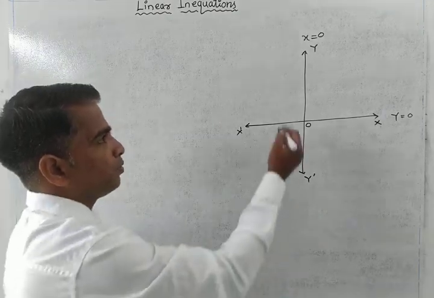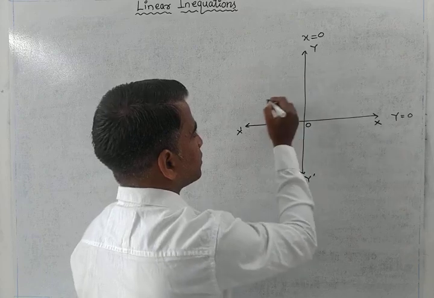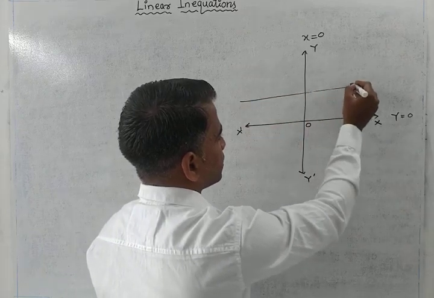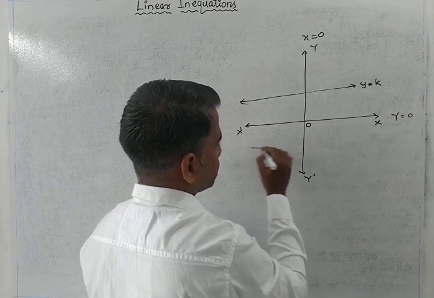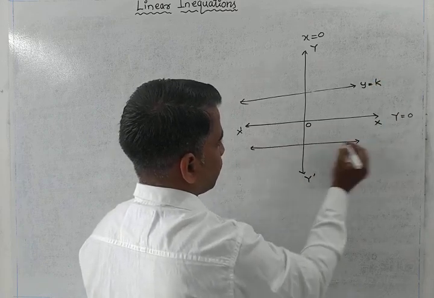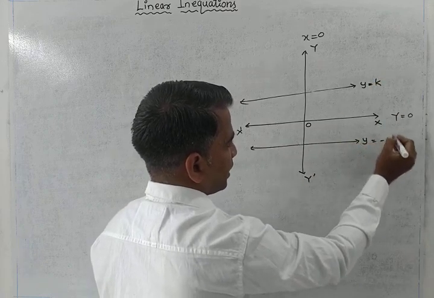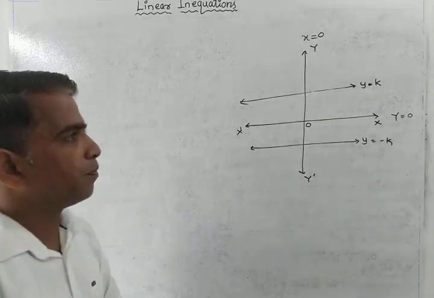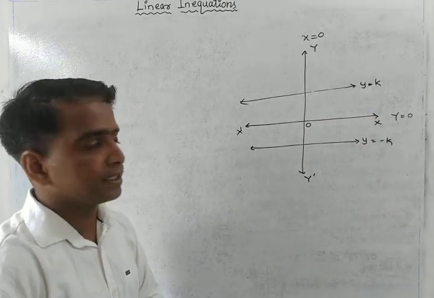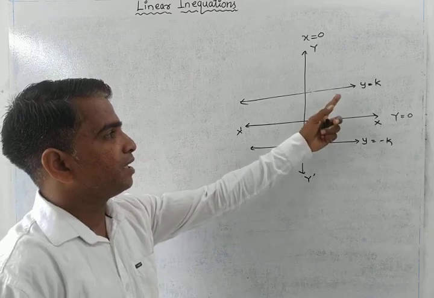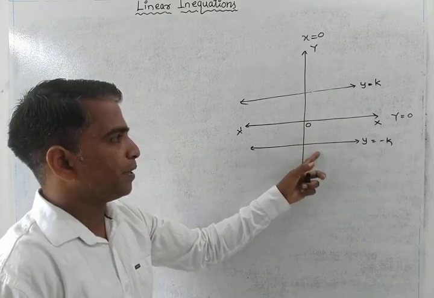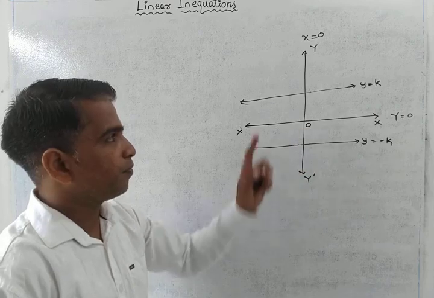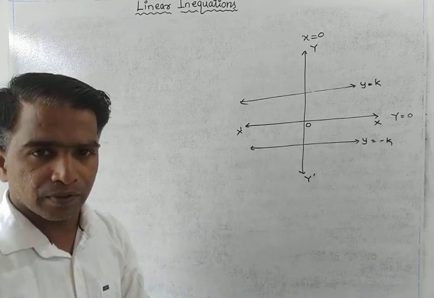The line parallel to the x axis has the equation y is equal to k or y is equal to minus k. The equation of a line parallel to the x axis is y is equal to k and y is equal to minus k. It depends on the part of the y axis. Okay.